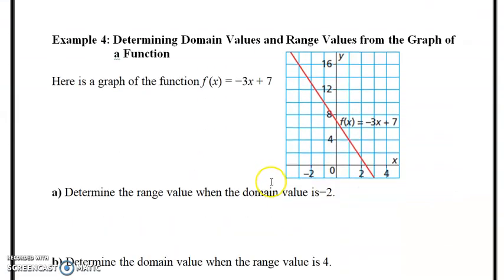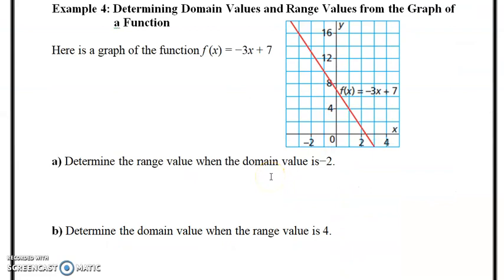And then we'll go right to example 4. We're given a linear function. Example 4: Determine domain values and range values from the graph of a function. So here's the graph of a function, f of x. This is what I spoke about before. f of x is equal to negative 3x plus 7.